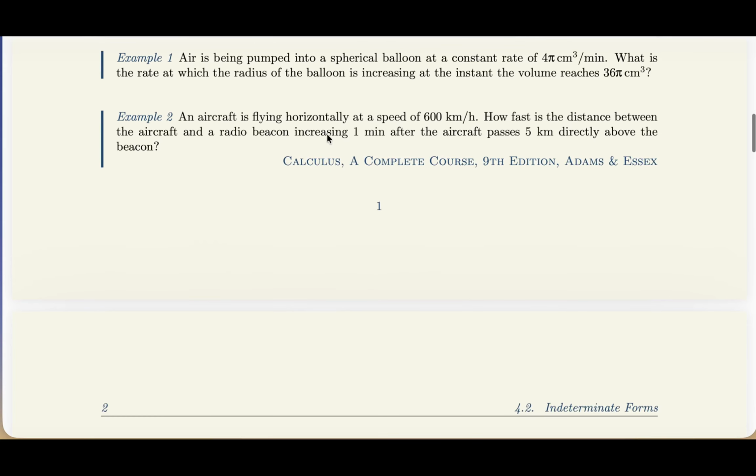An aircraft is flying horizontally at a speed of 600 kilometers per hour. How fast is the distance between the aircraft and a radio beacon increasing 1 minute after the aircraft passes 5 kilometers directly above the beacon? Yes.